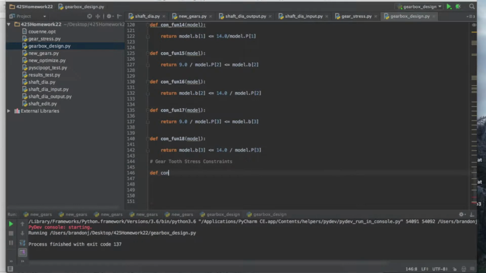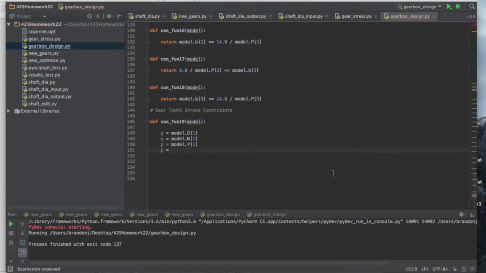So let's go ahead and define the function now. Conf 19 model. Okay. Now, in the interest of simplicity, we're going to start with the first gear here, and we're just going to set these separate variables associated with the gear to d and n respectively, so that we don't have to type in model dot every time we need to. So for this constraint, we're going to need d, n, p, and b. This is a pretty nonlinear constraint function that is a function of pretty much every variable that we have.